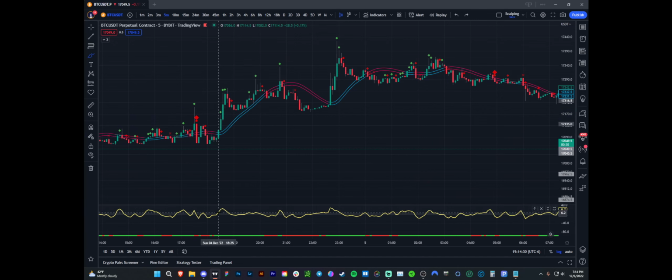VWAP, I think I forgot to say this. VWAP must be above 0, right? It must be above this gray line, which is 0. So right here, it's at 21, perfect. VWAP must be above 0. So let's get back to it.